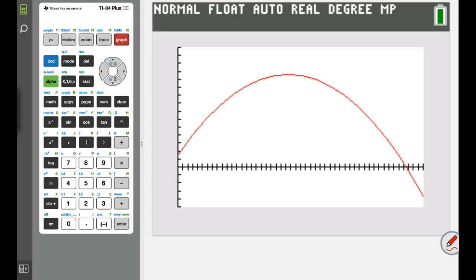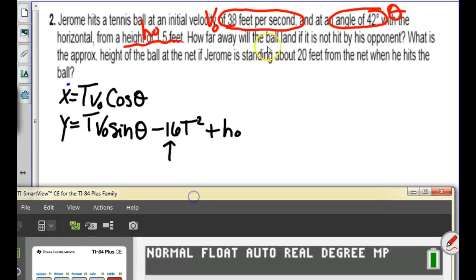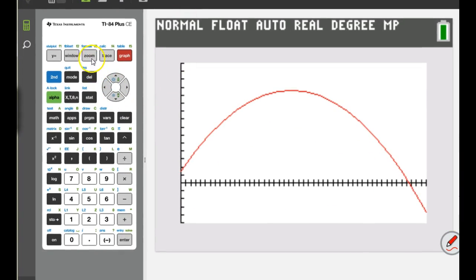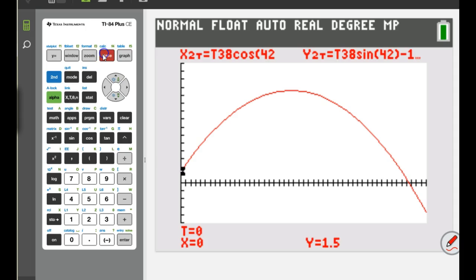All right, so the question asked, could be anything, but this one asked, what is the approximate height of the ball? Oh, well, wait a minute. First of all, the question was, how far away will the ball land if it is not hit by his opponent? So what are we going to do there? Yeah, all we can do is trace. There's not a lot of helpful features in this, but this is the actual path of the ball. So we want to get as close over here as we can.